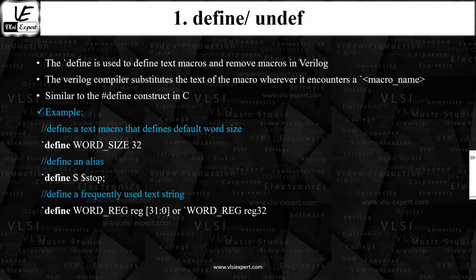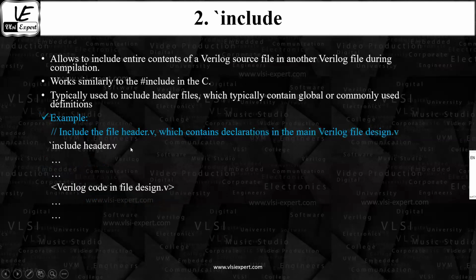So the first and most frequently used directive is backtick define. This is used to create text macros in Verilog. So wherever the compiler encounters that macro name, it substitutes it with the value that was defined earlier. Okay, so this is very similar to the hashtag define instruction used in the C language, if you have learned C language.